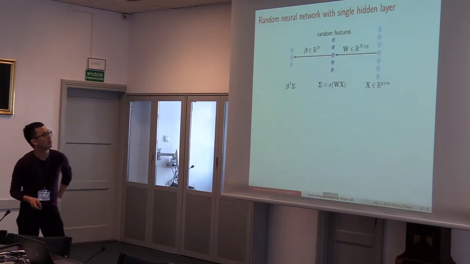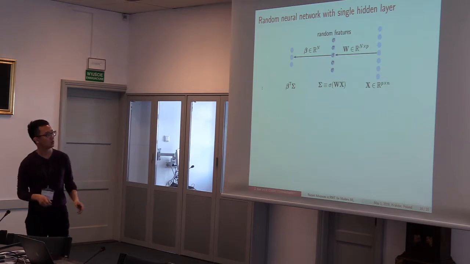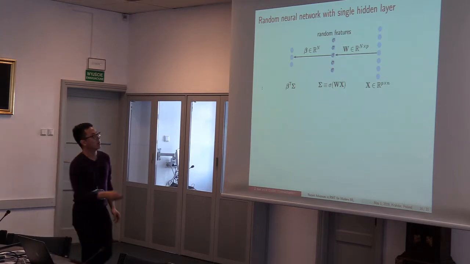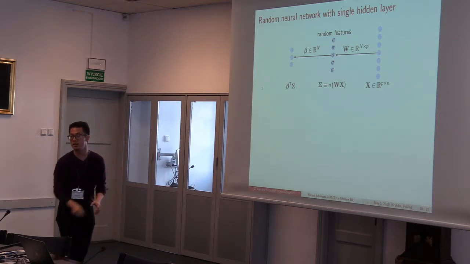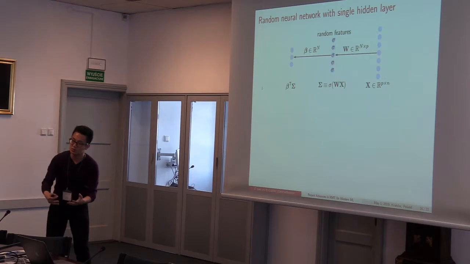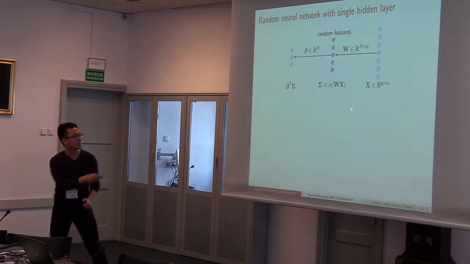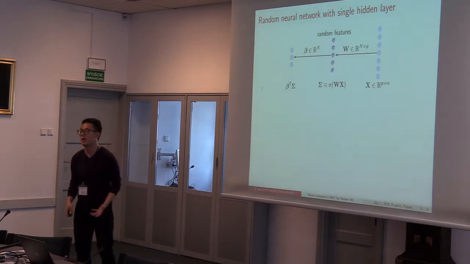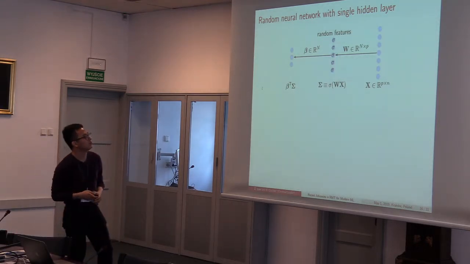I'm going to talk about a very, very simple case, in the sense that I have only two layers, or three layers if you want. So I have some W, I'm going to apply some entry-wise nonlinearity sigma here, and I have another beta that gives me the output of my network. And even more, I'm going to take W, the first layer, to be random. That's all my limit and what I can do.